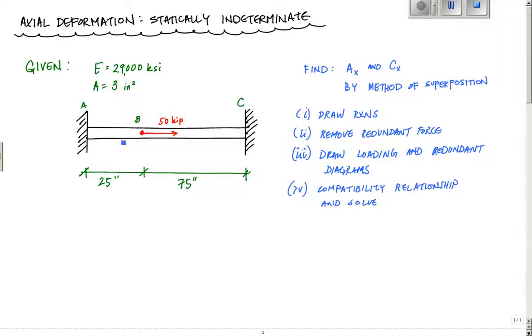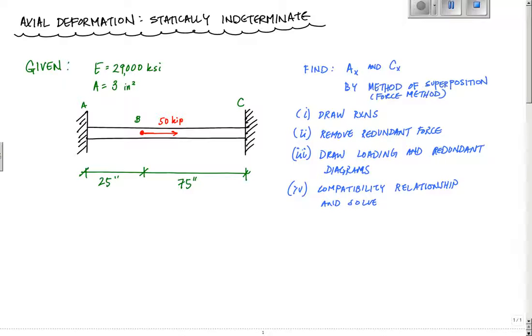You have a loading here, and what you have to do is try to find the reactions, the horizontal forces at A and C here. This time, we're going to use the method of superposition. Sometimes you've probably done this by just trying to come up with a compatibility relationship straight away. But here, we're going to use the method of superposition, or what is sometimes called the force method of structural analysis.